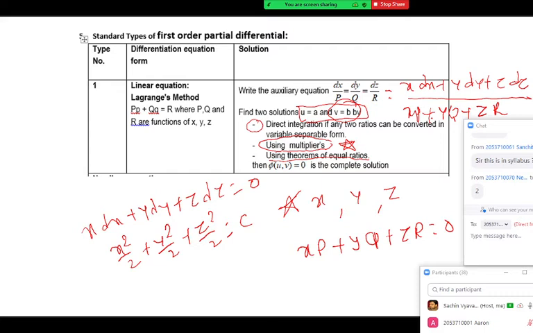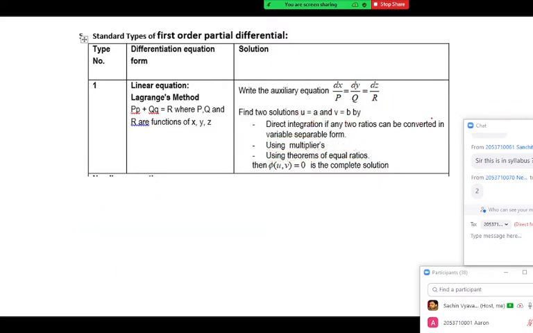But the most important part you should remember while using the theorem of equal ratio is that the numerator should be in the form of f dash and the denominator should be in the form of f. If it is coming in the form of f dash upon f, we can integrate it as log f. Integration of f dash upon f is log f. So when you use the theorem of equal ratio, the most important thing you should focus on is this form, f dash upon f. That is the way you should get it.